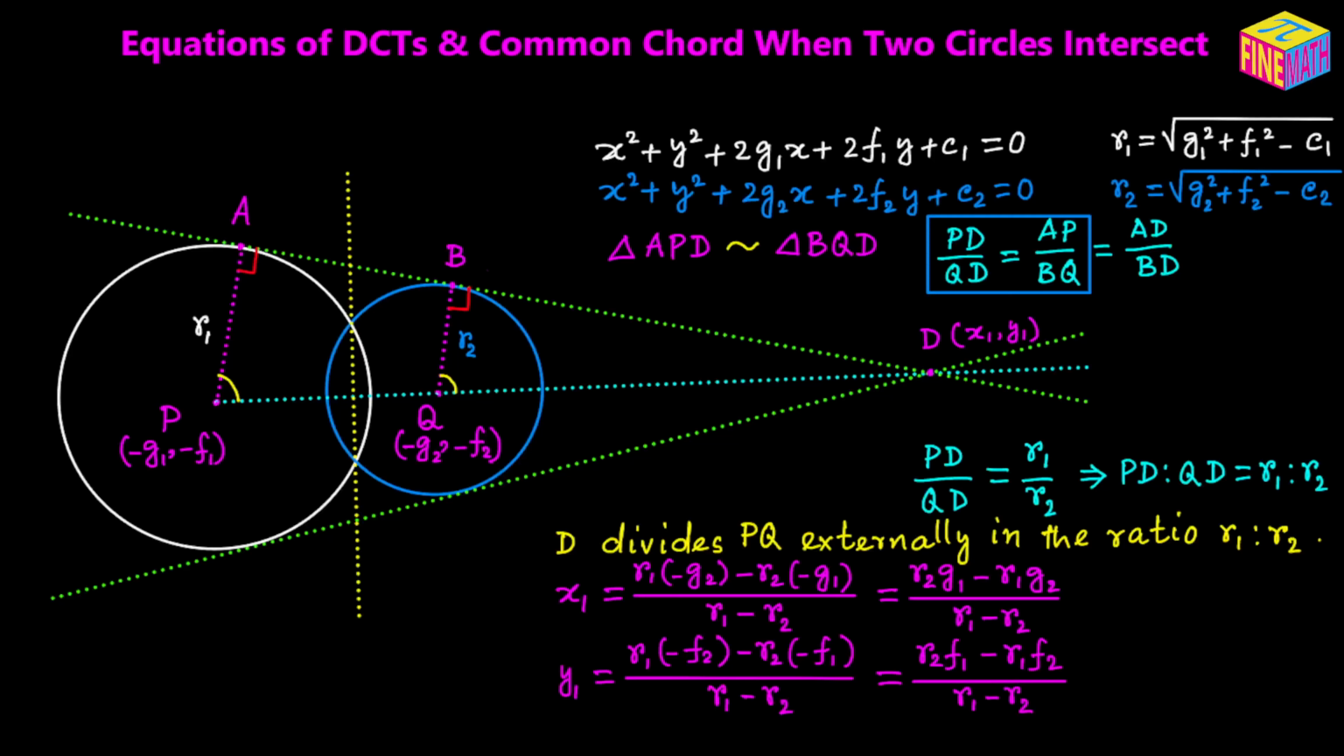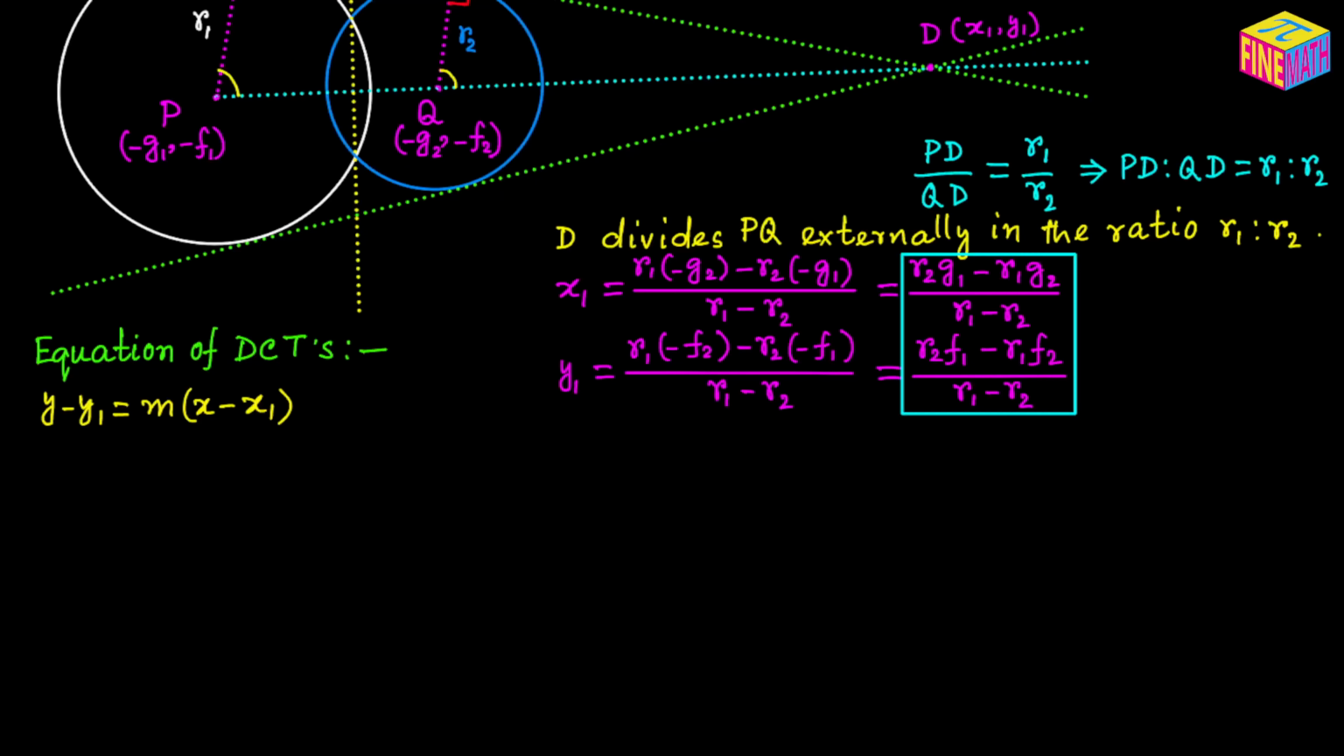So now with all the given information, we have been able to find the coordinates of the point D. So now let's try to find the equation of the direct common tangents. Let's assume that the equation of the direct common tangents is a generic equation like this: y minus y sub 1 is equal to m times x minus x sub 1. As you can see in the diagram, there are actually two direct common tangents whose slopes are obviously different.